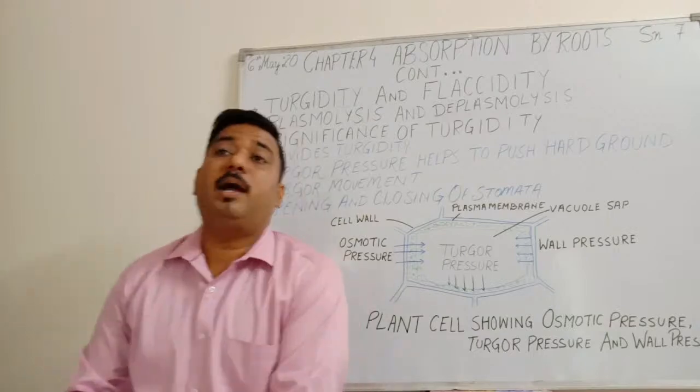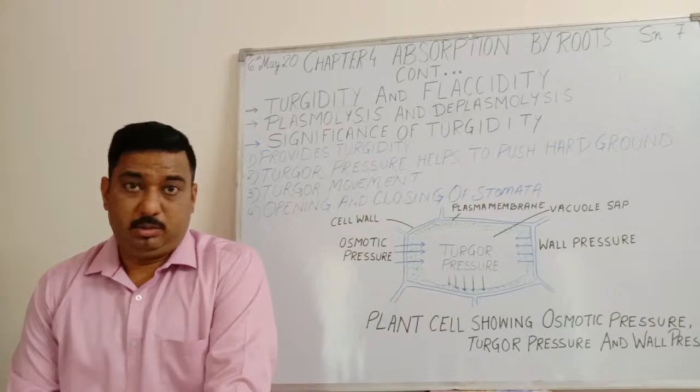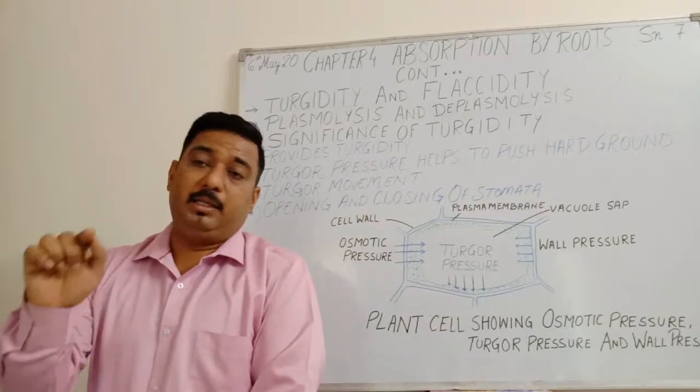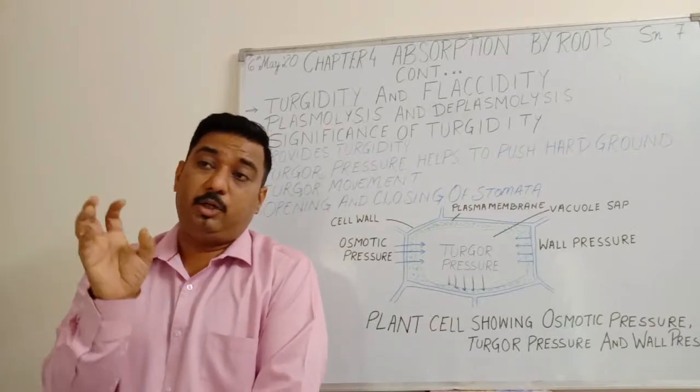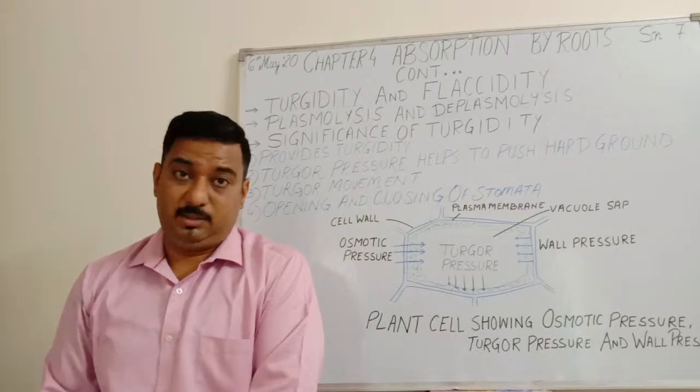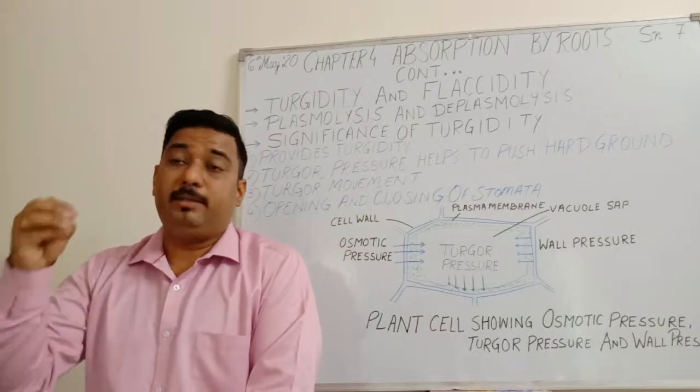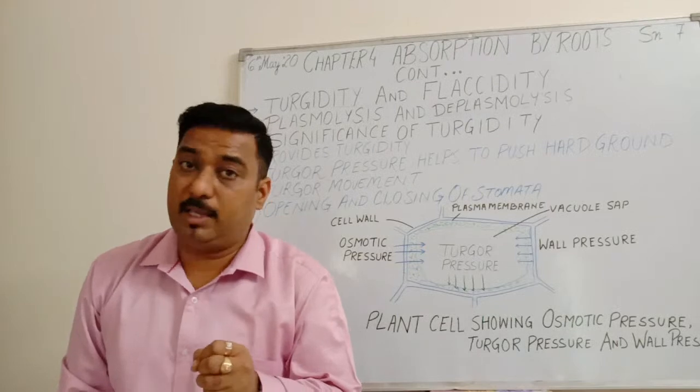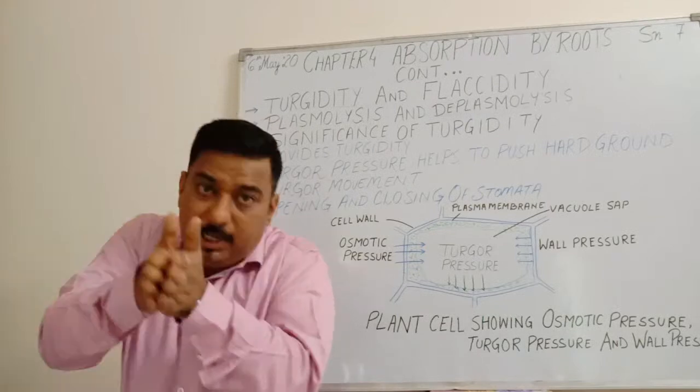Actually this plant is sensitive to touch. When you touch the plant, that part of the plant loses its turgidity. The water from that part is lost, making the cells flaccid, due to which the leaves get folded.